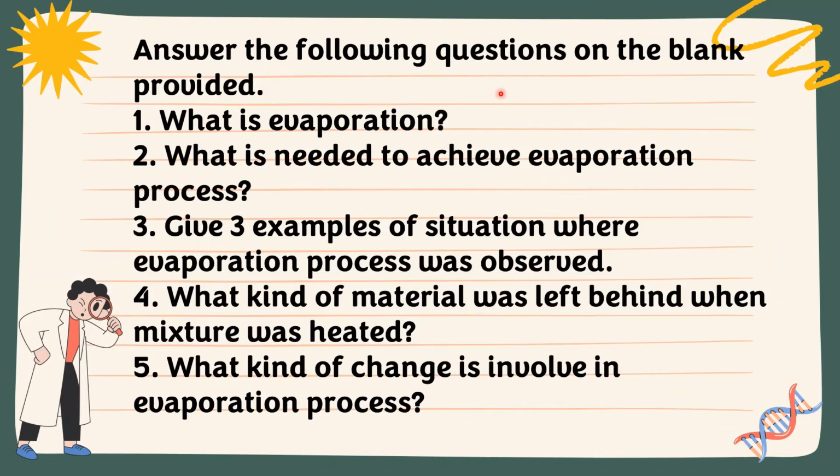Answer the following questions on the blank provided. Number 1. What is evaporation? Number 2. What is needed to achieve evaporation process? Number 3. Give 3 examples of situation where evaporation process was observed. Number 4. What kind of material was left behind when mixture was heated? Number 5. What kind of change is involved in the evaporation process?